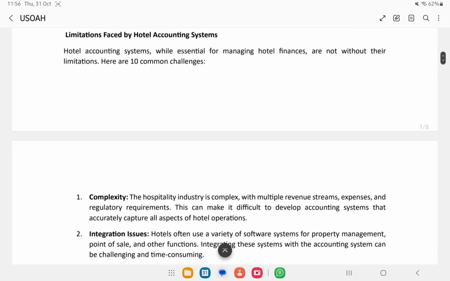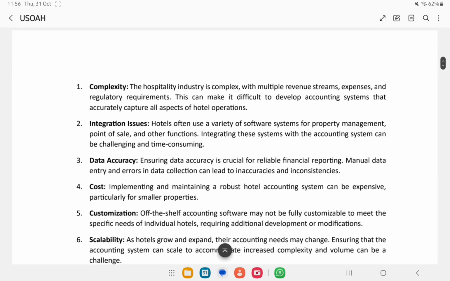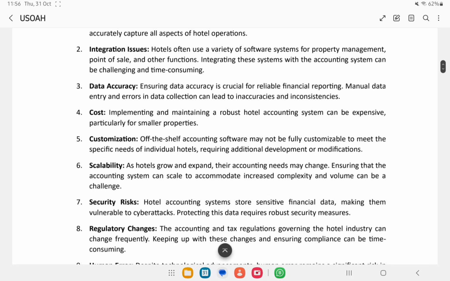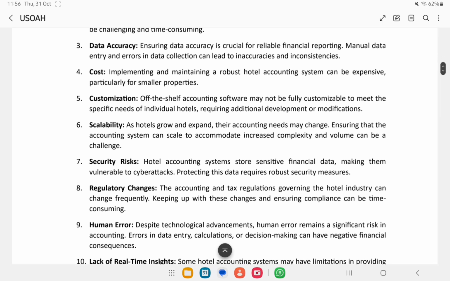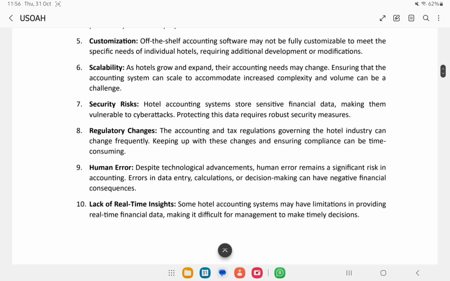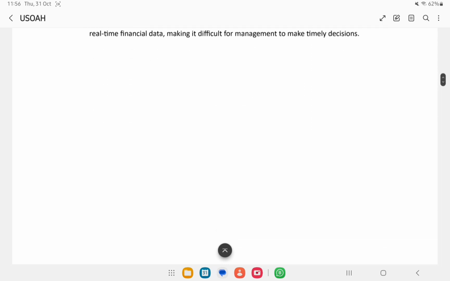Now at the same time, this special system of hotel accounting has some limitations. The one thing is it is complex. For a person who doesn't know what operations are happening in a hotel, they won't even understand what's written there. Integration issues: since a hotel uses so many different software, they won't easily comply with what the accounting needs. Data accuracy issues, there is a high cost. Customization problems are there. Similarly, there are many limitations. They are just meant for the sake of the exam.